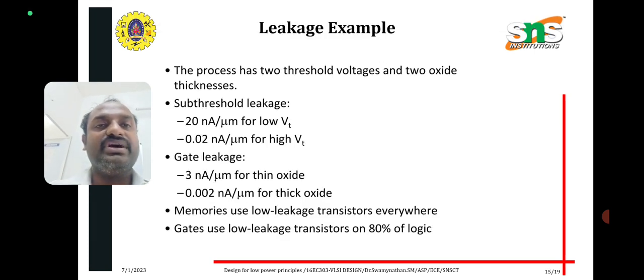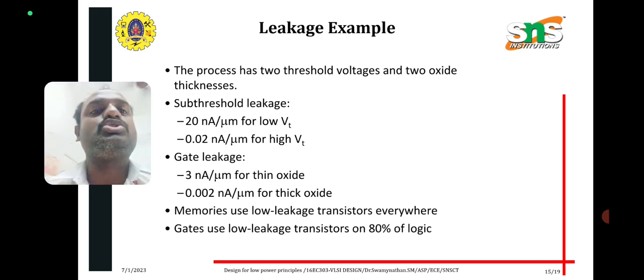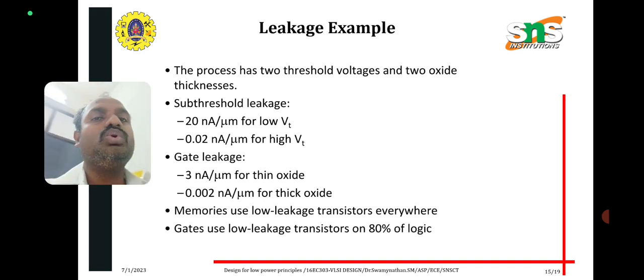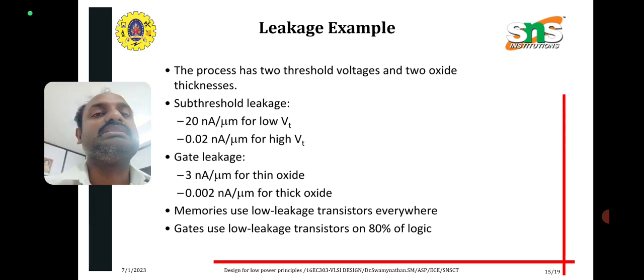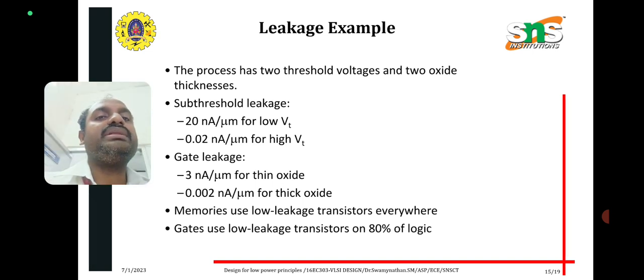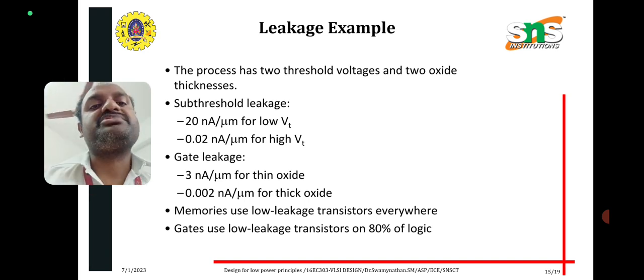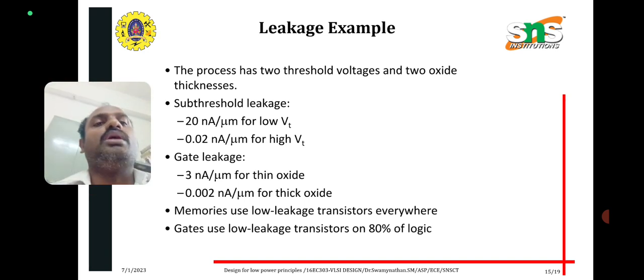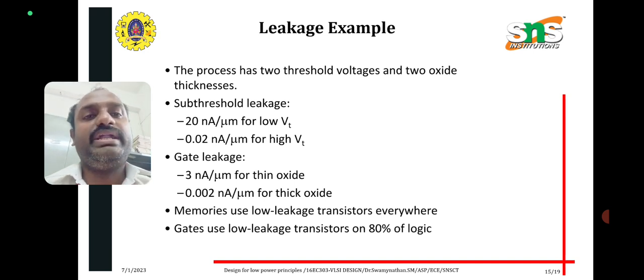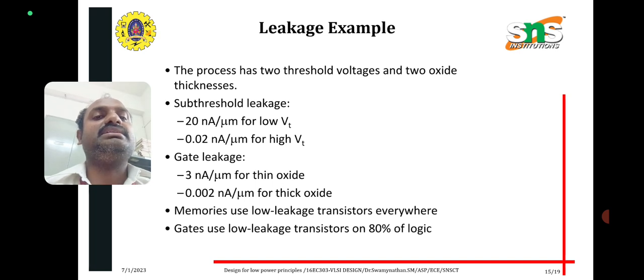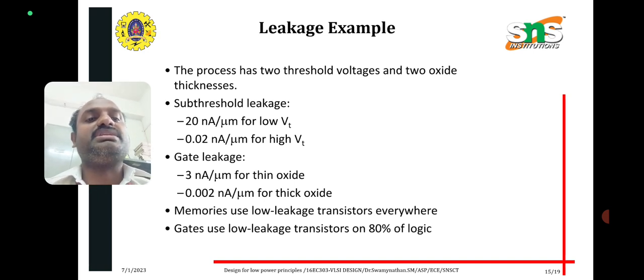Next, the leakage power. This denotes that the process has two threshold voltages and two oxide thicknesses. Subthreshold leakage is 20 nanoamps for low threshold voltage and 0.02 nanoamps for high threshold voltage. Gate leakage is 3 nanoamps for thin oxide and 0.002 nanoamps for thick oxide. Memories use low leakage transistors everywhere, and gates use low leakage transistors in 80% of logic.